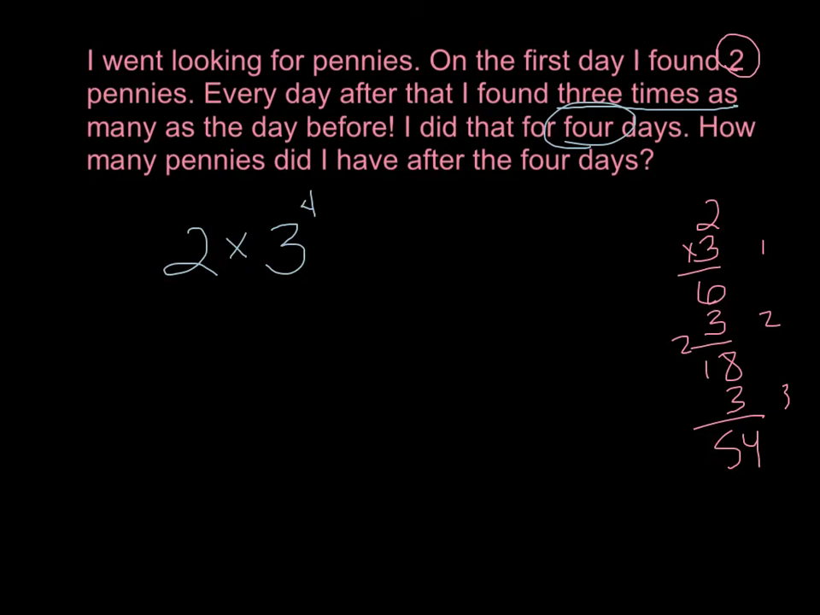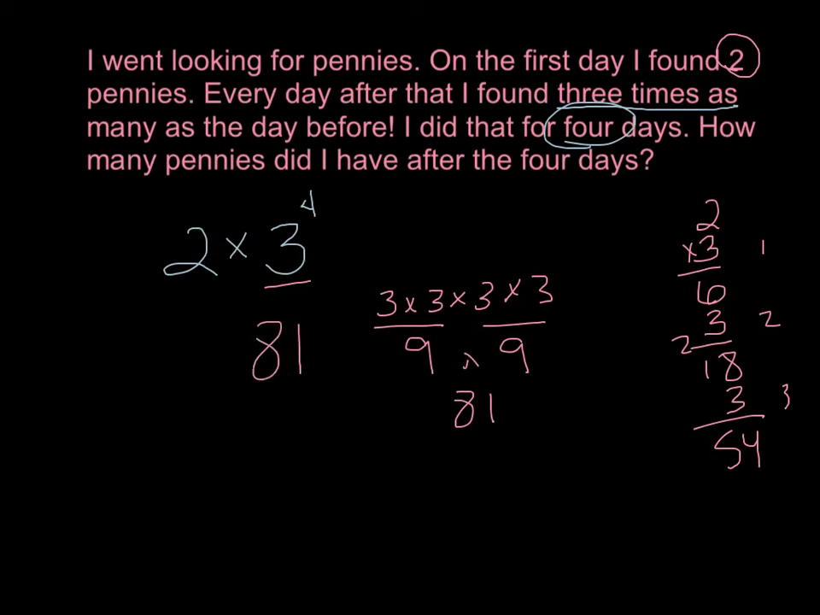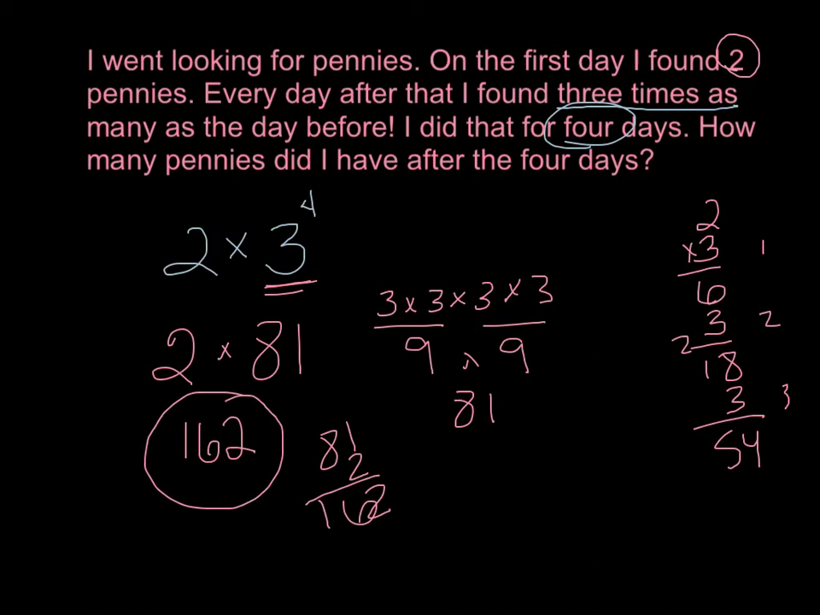So here's how it would work now that I have it all set up. Do the exponent first, and do Mrs. Sanchez's super stubborn step on that. That's 3 times 3 times 3 times 3, which is 9 times 9, which is 81. And I'm going to take that 81 and multiply it by 2. And I get 162. So I would have 162 pennies after those 4 days.